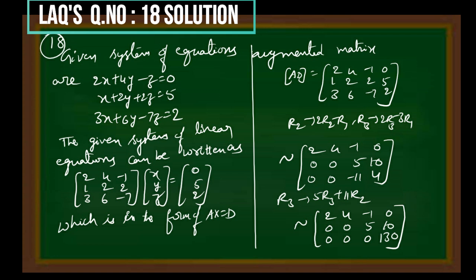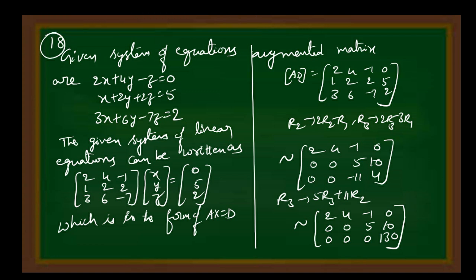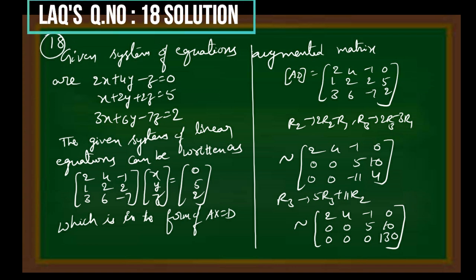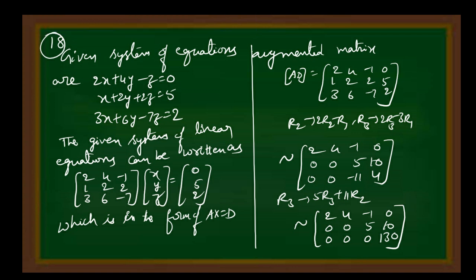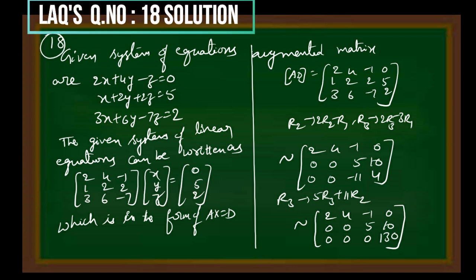Here we use the operations R2 changes to 2R2 minus R1 and R3 changes to 2R3 minus 3R1. Then the matrix is changed as 2, 4, minus 1, 0, 0, 0, 5, 10, 0, 0, minus 11, 4. Again, we apply another row operation, R3 changes to 5R3 plus 11R2. That is equivalent to 2, 4, minus 1, 0, 0, 0, 5, 10, 0, 0, 0, 130.